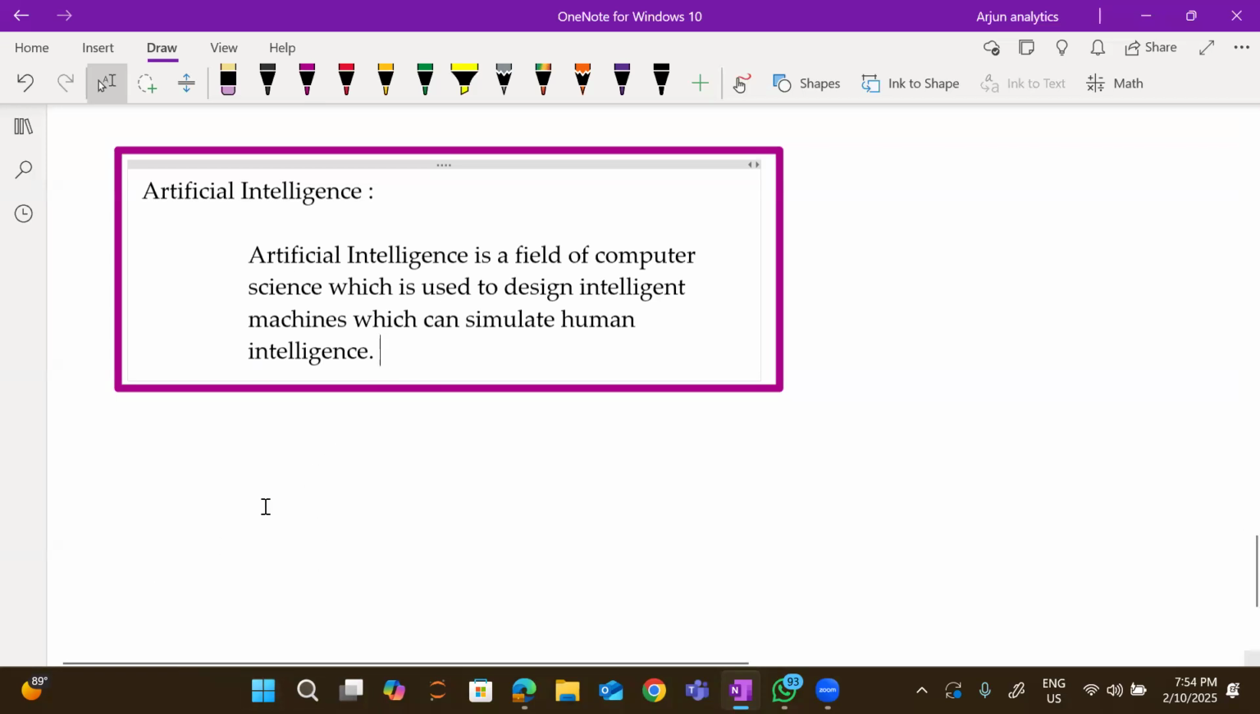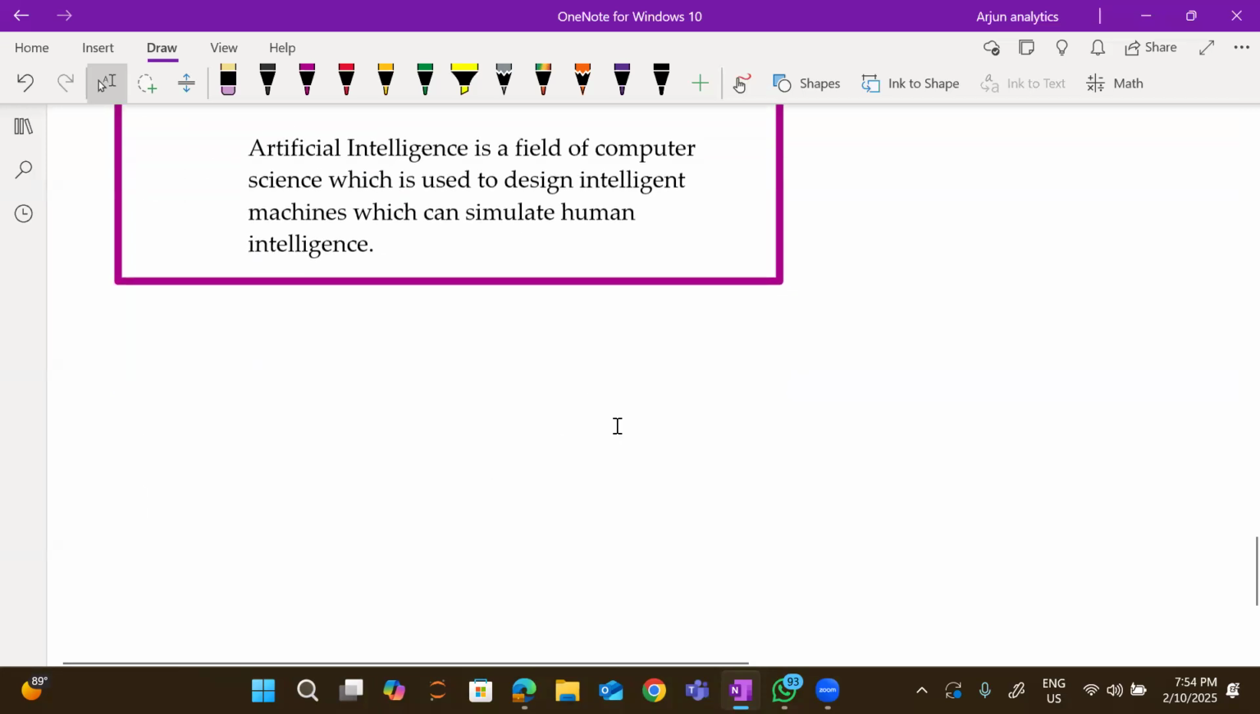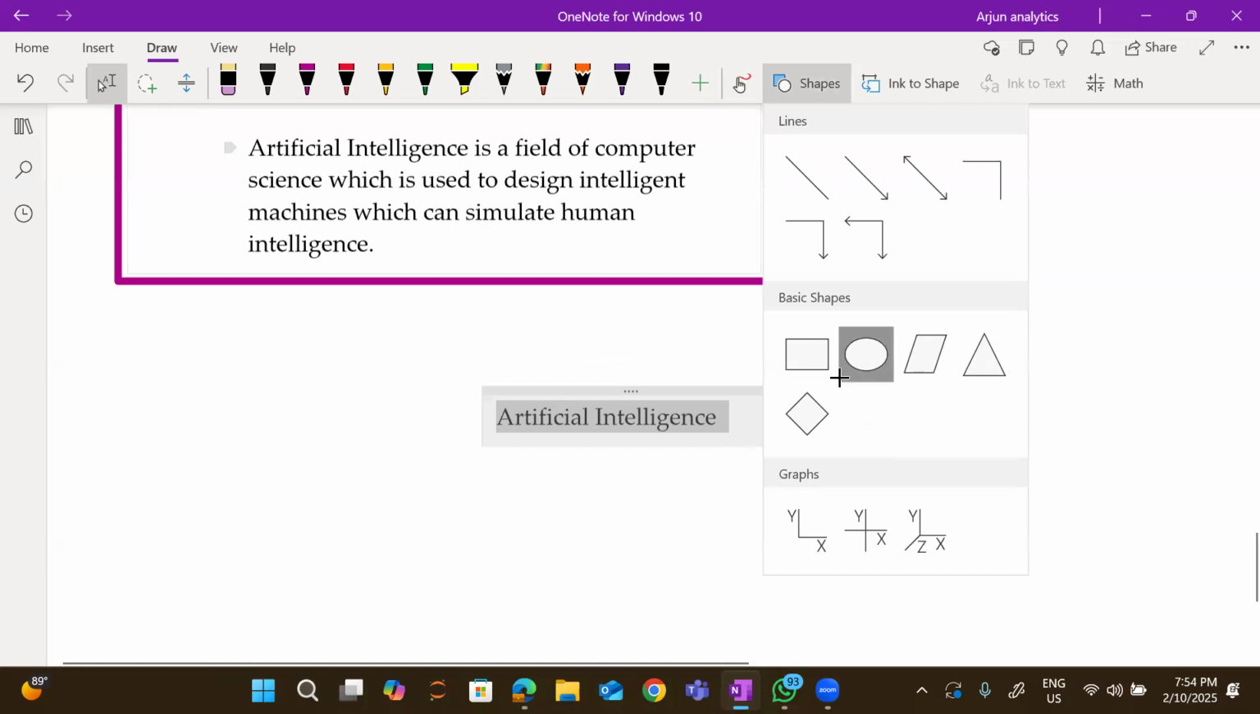Clear? This is now how this is implemented. Now, artificial intelligence, how it is implemented. Artificial intelligence is implemented in multiple ways. There are multiple ways we can implement this one.